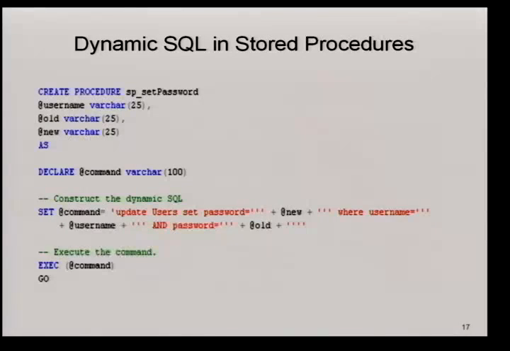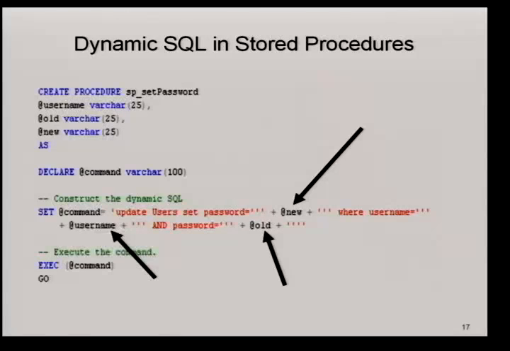Now that we know how to form good SQL statements, let's look at this example. I have the stored proc sp_set_password, which takes 3 arguments: username, old password, new password, and I have a local variable @command, and then I'm constructing the dynamic SQL statement here. Update users set password equals to single quote, here's the new password, where username equals to, again, username and password equals to the old password. What's the problem with this one?